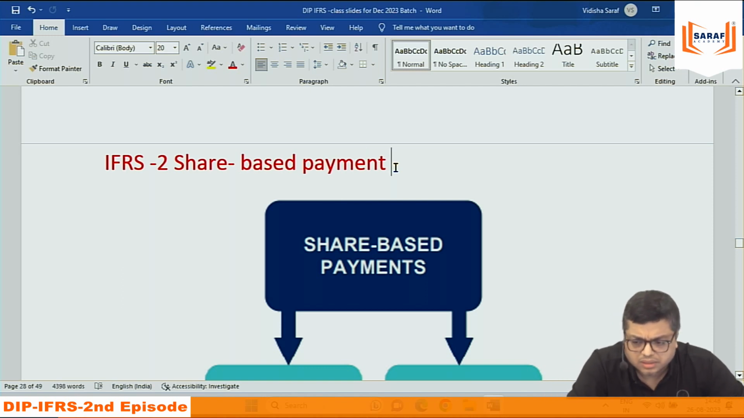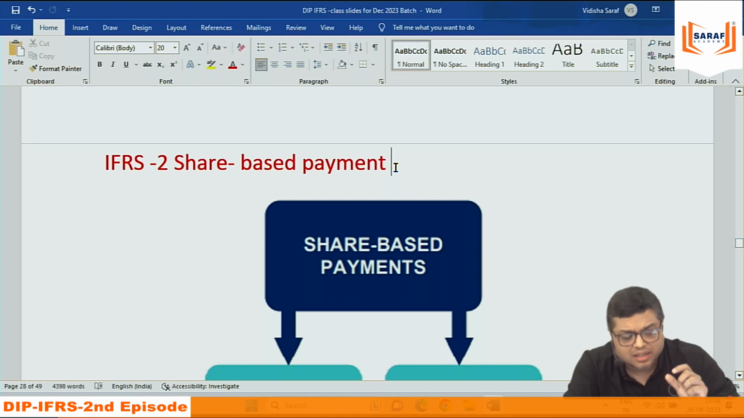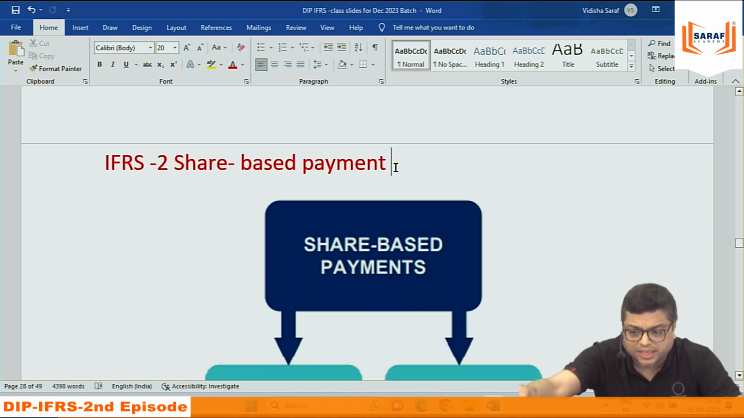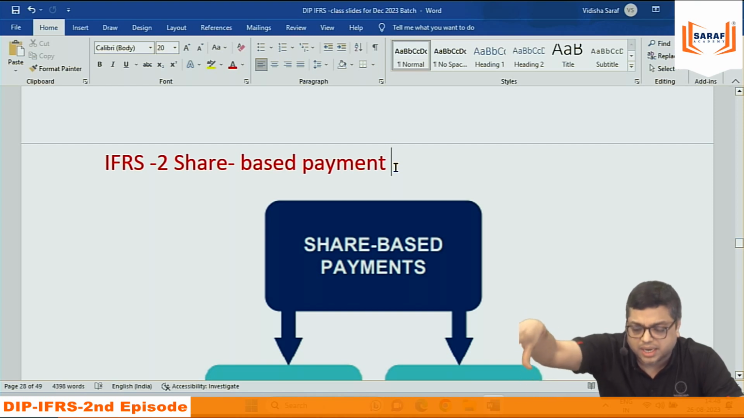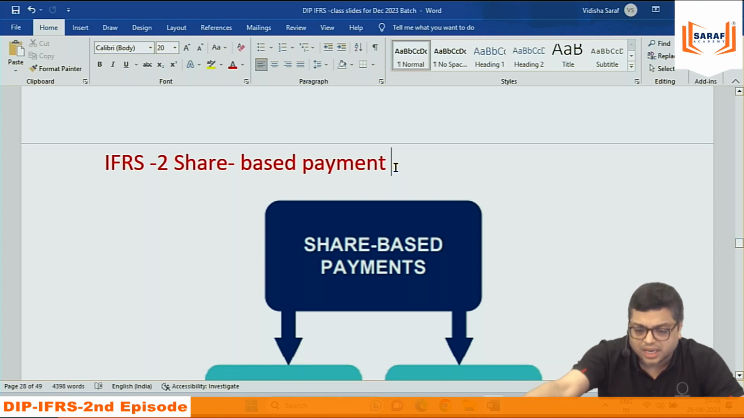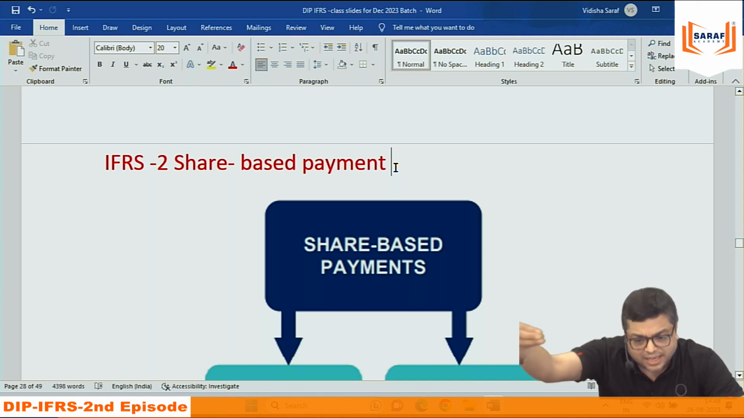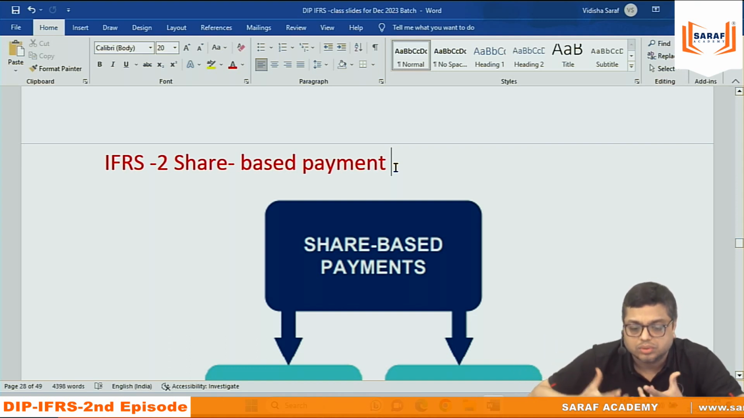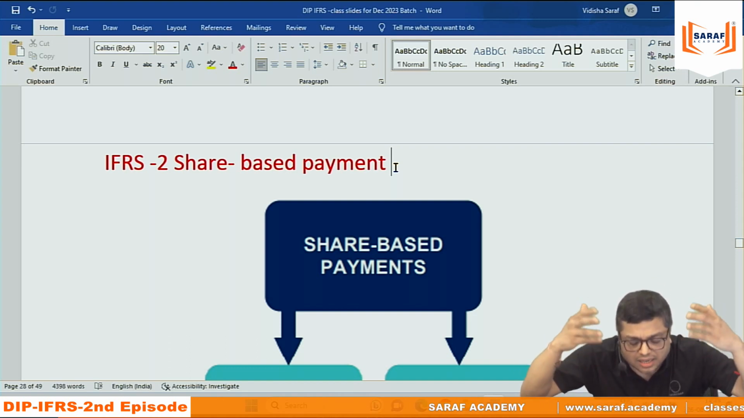The question arises here. When the company says to its employees, today is 26th of August, if you work in the company for 3 years, that is till 26th August 2026, 23 to 24 is 1 year, 24 to 25 is 2 years, 25 to 26 is 3 years, then after 3 years you will get either shares at reduced prices or cash. We are going to record this over 3 years. How? I'm not asking, I'm just saying start thinking in your mind.